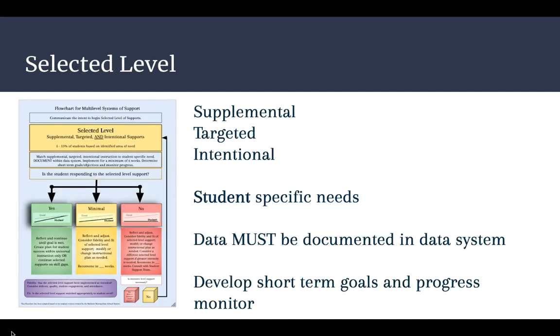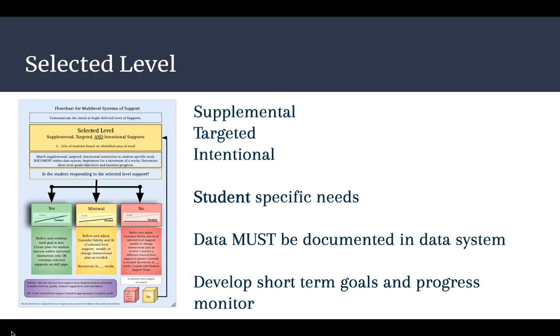After examining our universal instruction, we will determine which students may be in need of additional supplemental supports. It is important to reiterate that our goal is for all students to meet grade level content area expectations. Identifying selected levels of supports should only be done after examining our universal instruction and data.